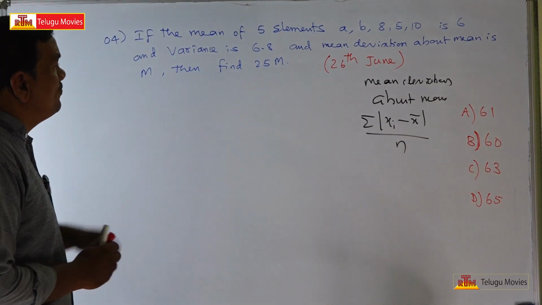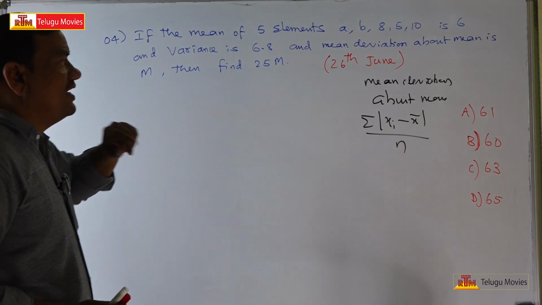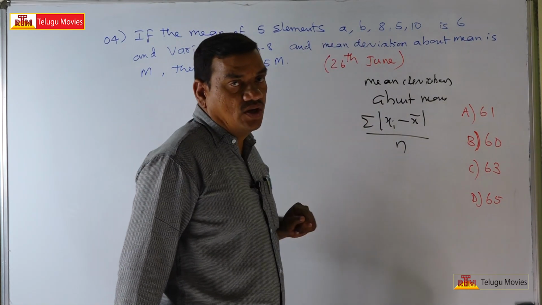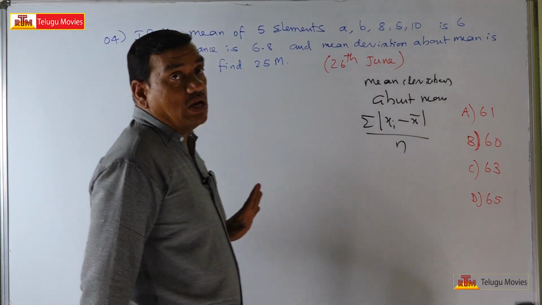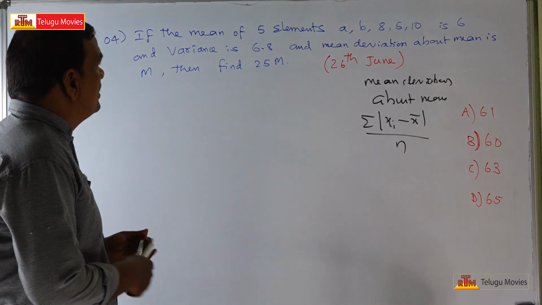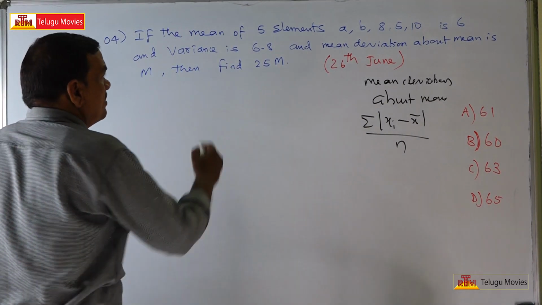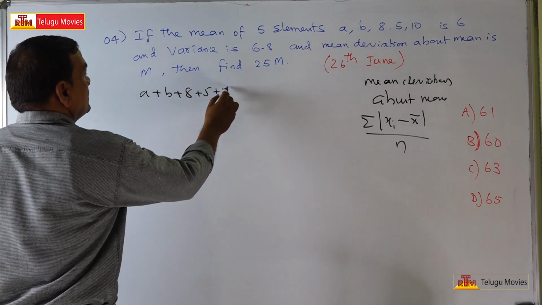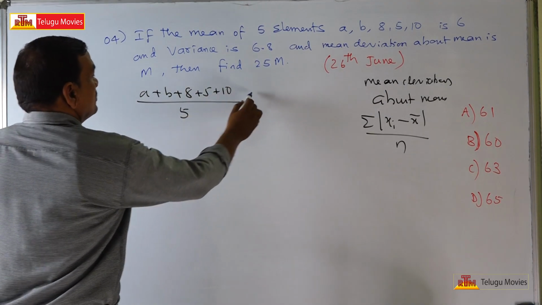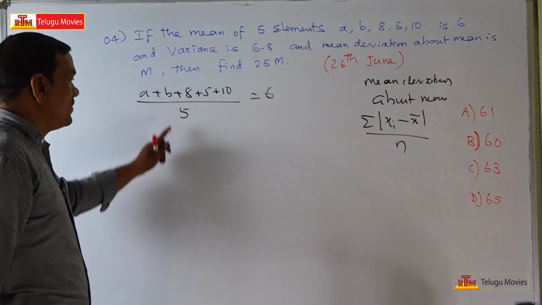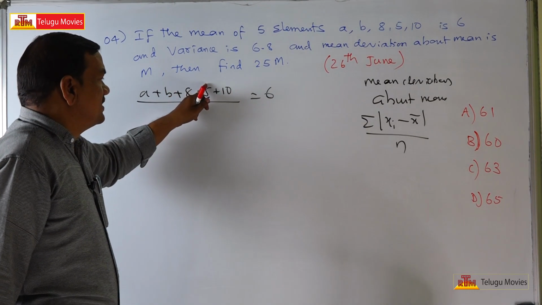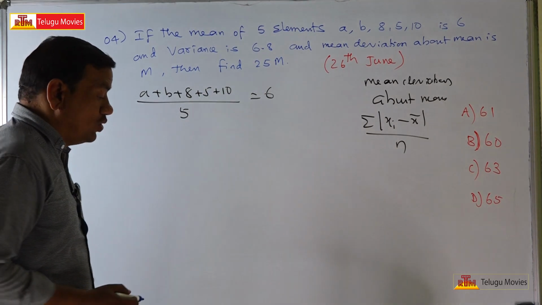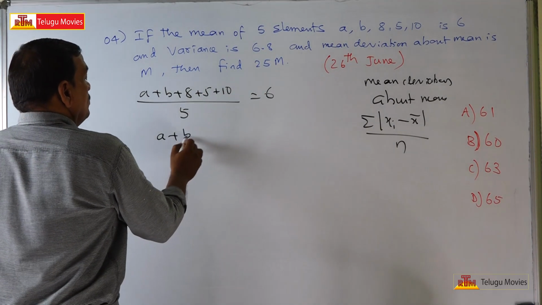So the mean of the 5 elements a, b, 8, 5, 10 is 6. Mean is given, but we don't know the elements a and b, so we have to find the values of a and b. Mean is (a plus b plus 8 plus 5 plus 10) over 5 observations, equal to 6. 5 sixes are 30. 8 plus 5 is 13, 13 plus 10 is 23. So a plus b is equal to 7.